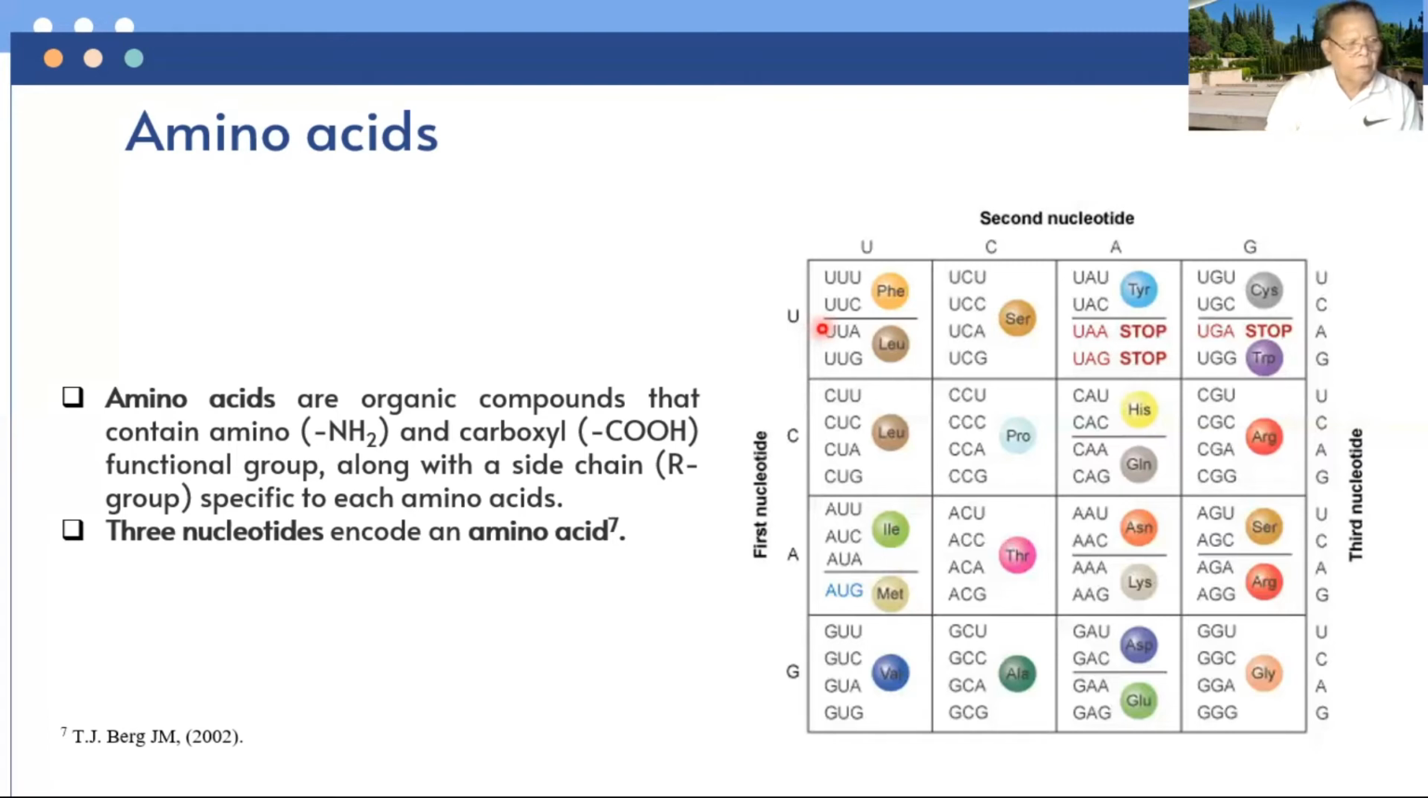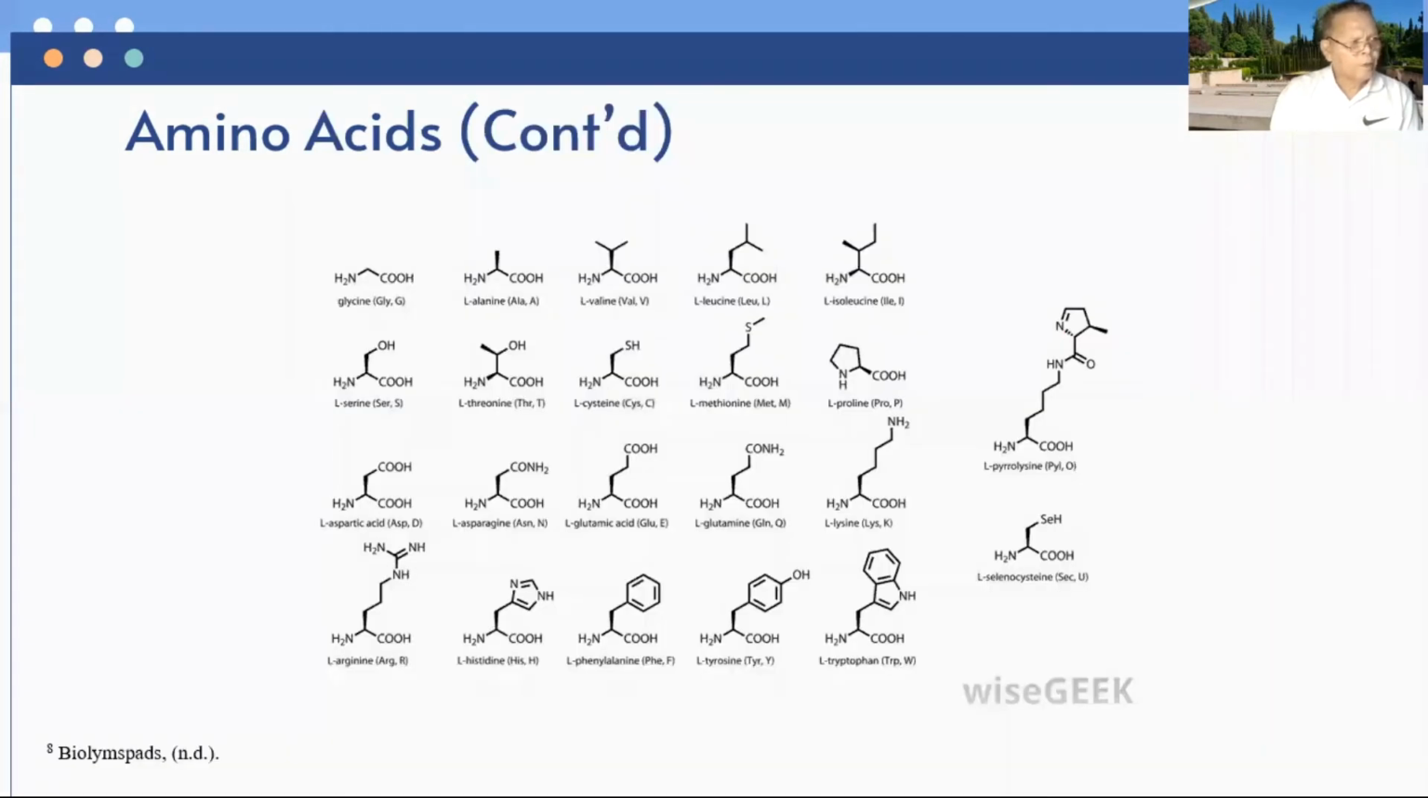Now let's move to this one. Continue the structure of each amino acid. This is glycine, alanine, valine, tryptophan, and others.